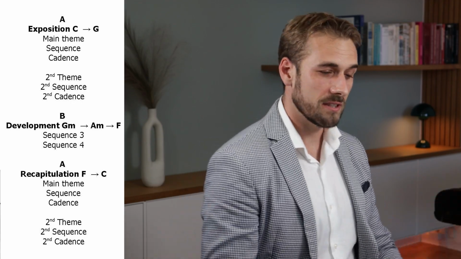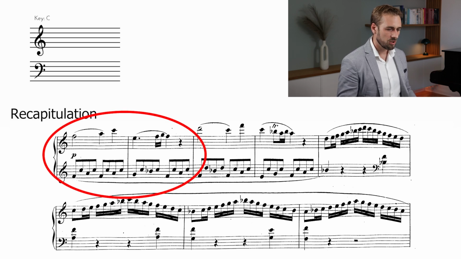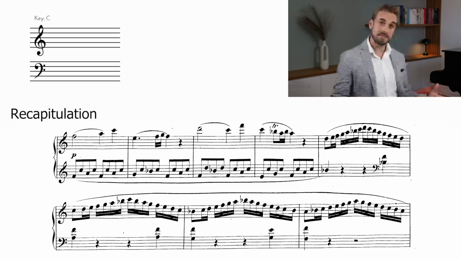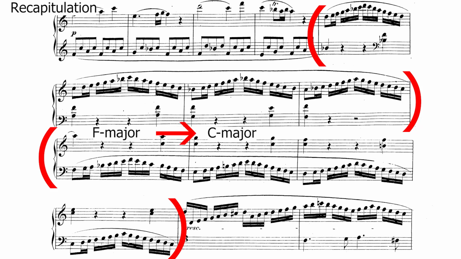Now we are back to the recapitulation, but in F major. So almost the same melodic material as before, but played in F major. The only change is bar 50 to 53. He continues the sequence one more time, so he can end the first section of the recapitulation in the same key as he ended it in the exposition.